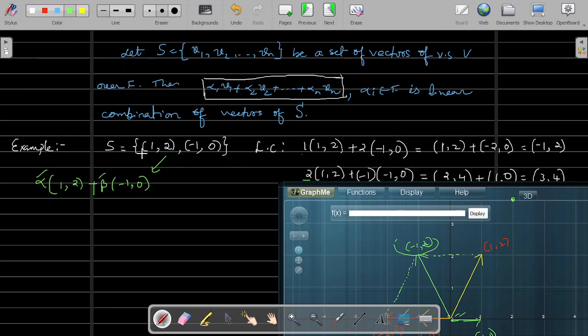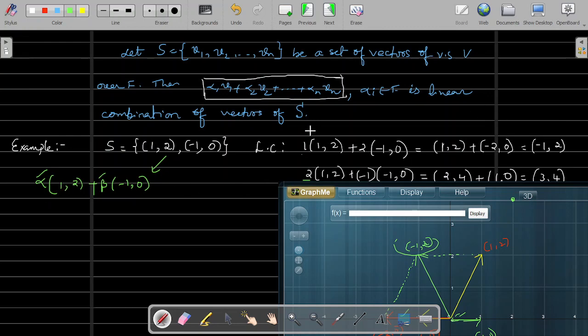Let us take the set S having two vectors (1, 2) and (-1, 0). So a linear combination is represented as alpha into (1, 2) plus beta into (-1, 0). So when you keep on changing the values of alpha and beta, you will get different possible vectors, which are called linear combinations of these vectors.